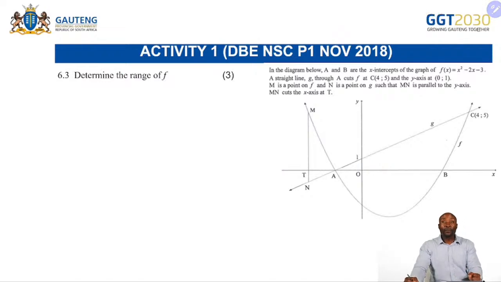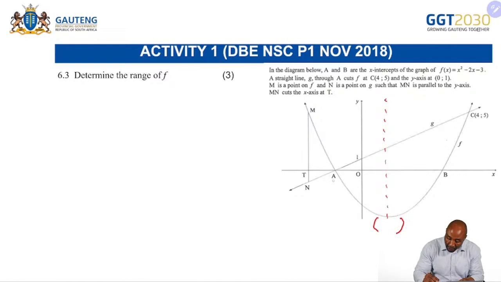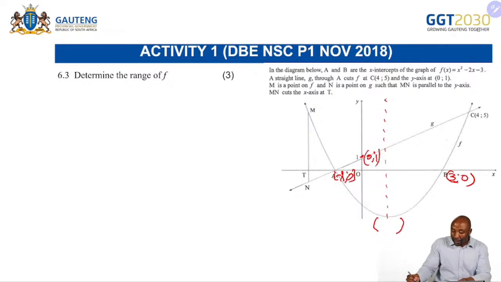Determine the range of f. Now, the range of f requires us to get some more information that we do not have. So in this case, I know that somewhere here I've got my equation of axis of symmetry. I must get the coordinates of the turning point. Here I have -1 and 0. Here I have 3 and 0. Here I have 0 and 1. You are adding information to your diagram so that it makes your life easy.